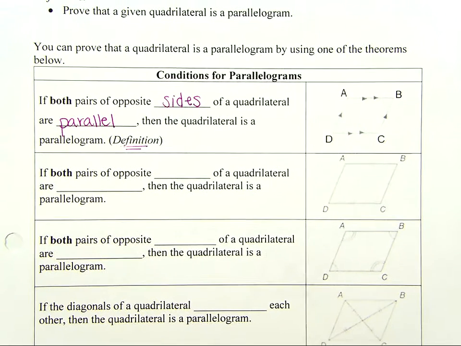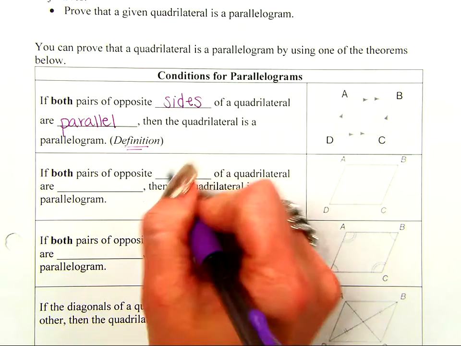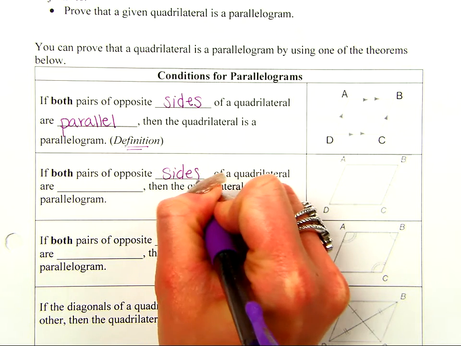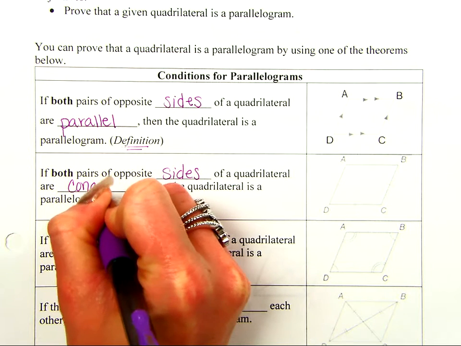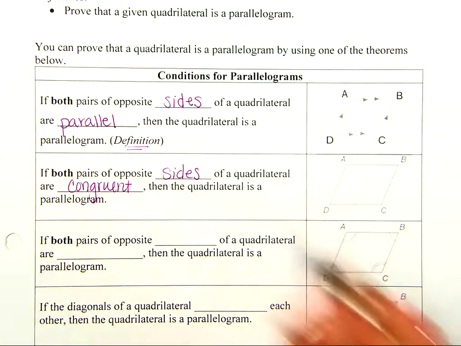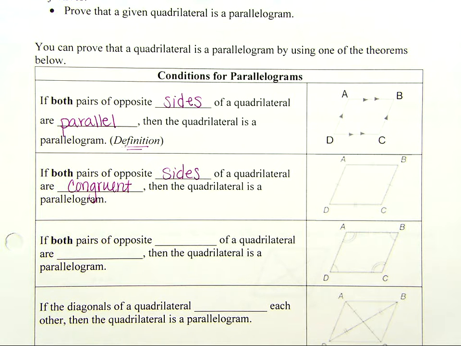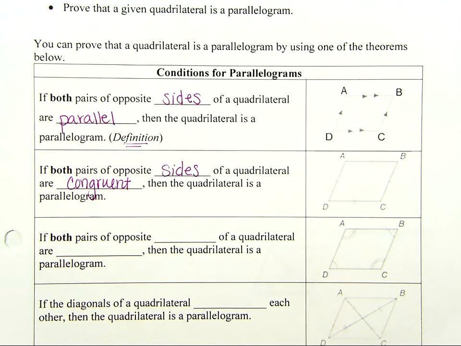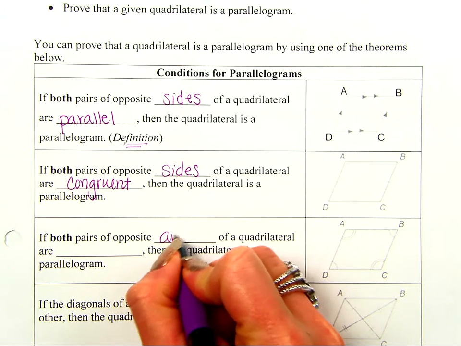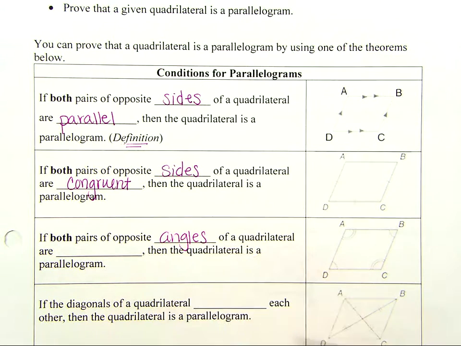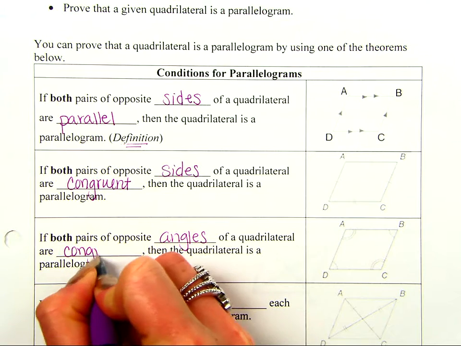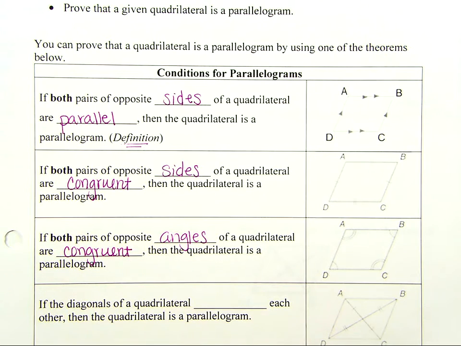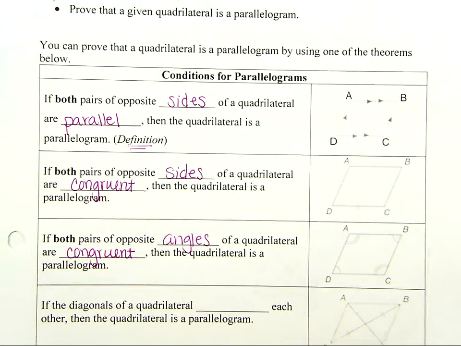Box number 2, if you can prove that both pairs of opposite sides of your quadrilateral are congruent, that is enough to say it must be a parallelogram. Box number 3, if you can prove that both pairs of opposite angles of your quadrilateral are congruent, the quadrilateral is a parallelogram.